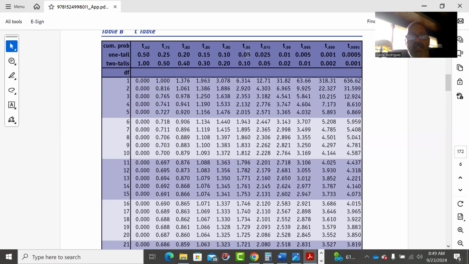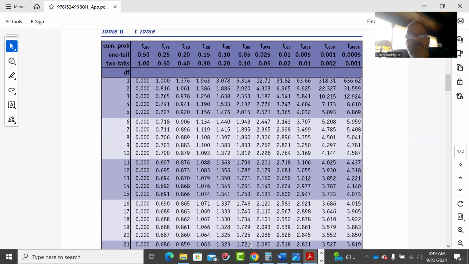For those of you who are interested, 1 minus 0.95 is 0.05 for one tail. All right, so let's look down for 21 degrees of freedom. And here it is. These are the degrees of freedom. Find 21, and we look for where they intersect. And they intersect at 1.721. Now, this is positive, right?